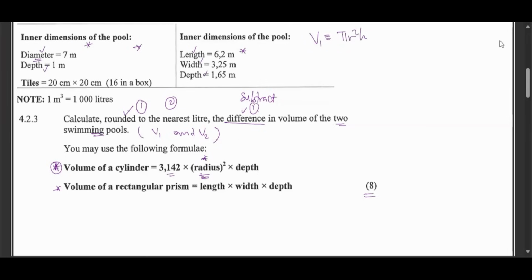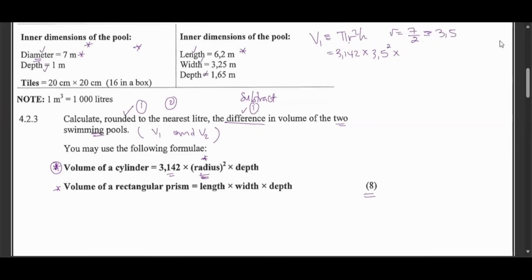Now I start filling in. I start substituting. What is my pi? My pi is 3.142 times, oh man, I need the radius. But in the question, they have given me the diameter. So I ask myself, how will I get the radius? I will have to take the diameter, which is 7, and divide it by 2. The answer becomes 3.5. Oh, now I have my radius. I put it where I see radius, so I square it, times height.